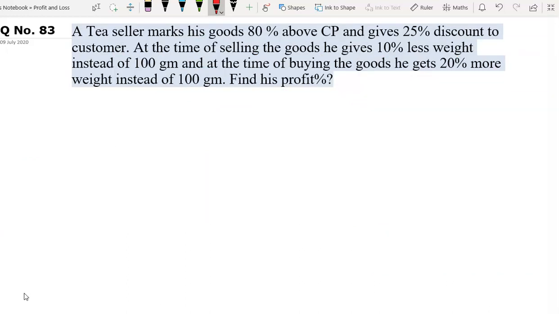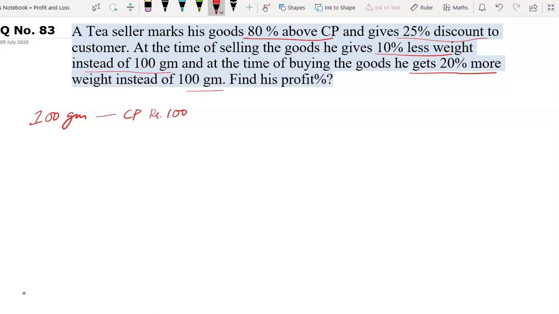Question number 83. A tea seller marks his goods 80% above CP and gives 25% discount to customer. At the time of selling the goods, he gives 10% less weight instead of 100 gram, and at the time of buying the goods, he gets 20% more weight instead of 100 gram. Find his profit percent. So let's say the price of 100 gram tea is rupees 100. So CP is rupees 100. So 1 gram will cost him rupees 1.